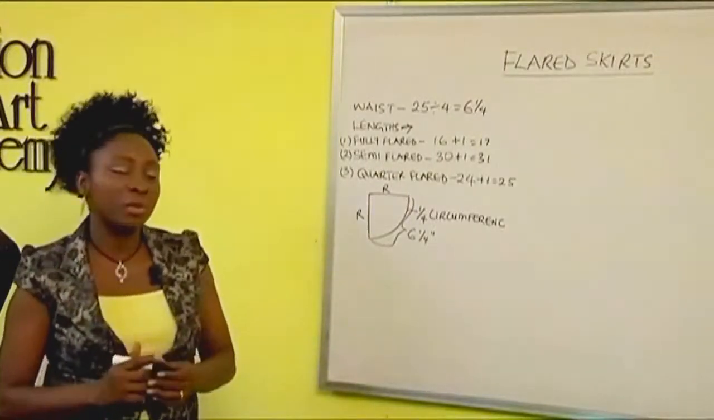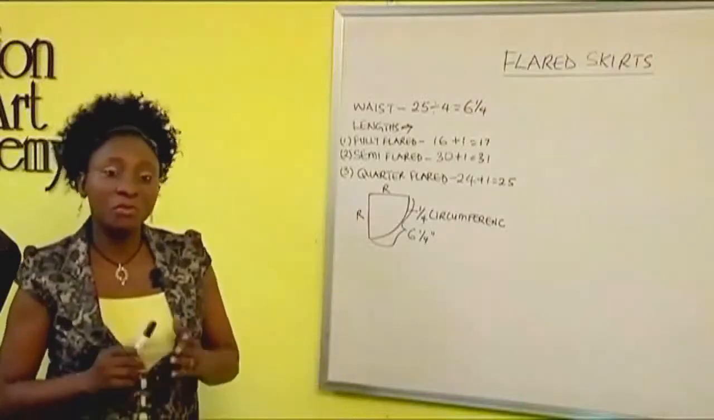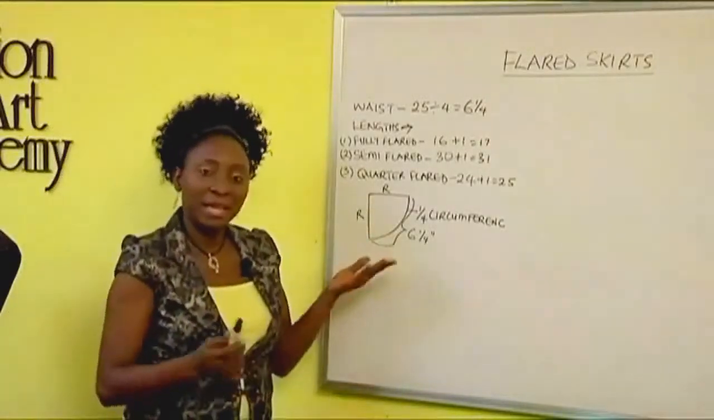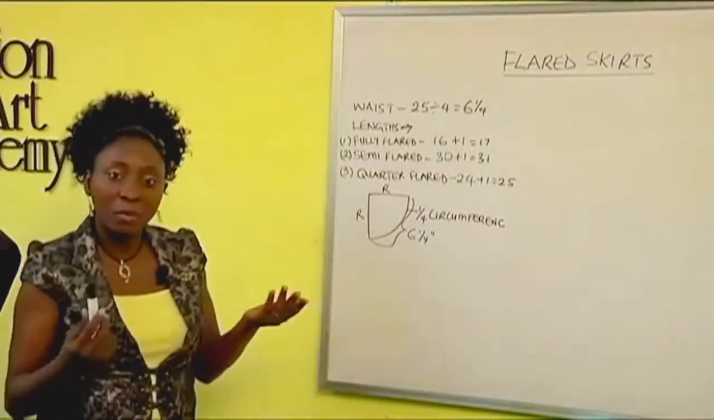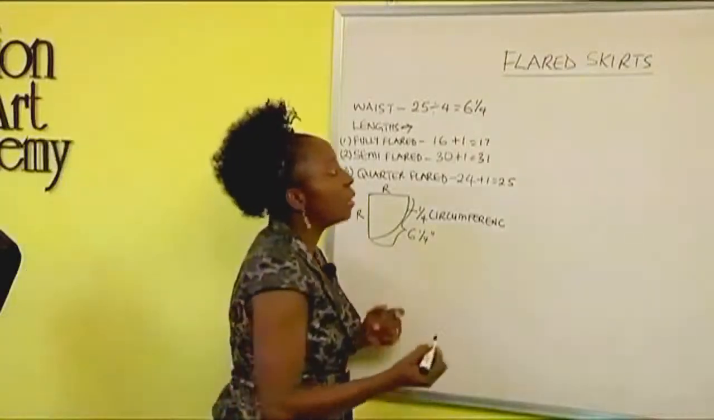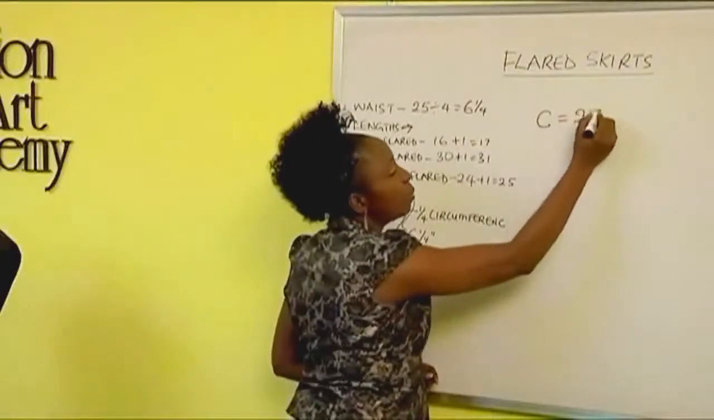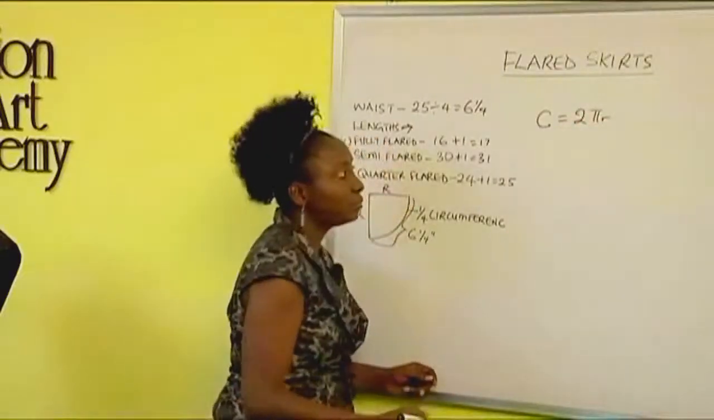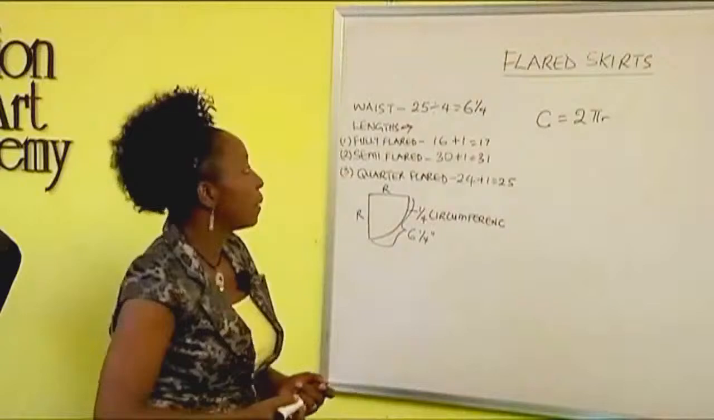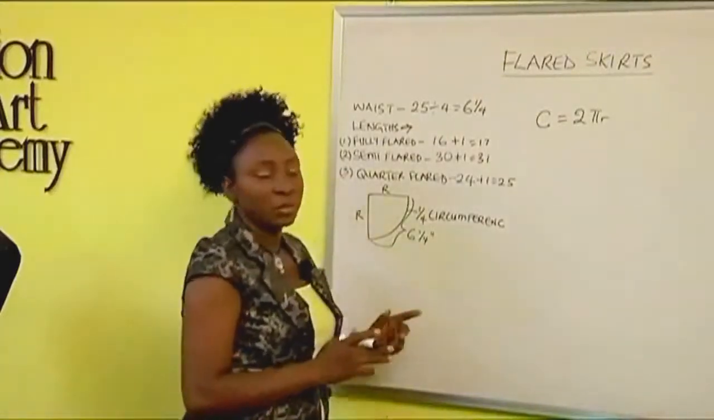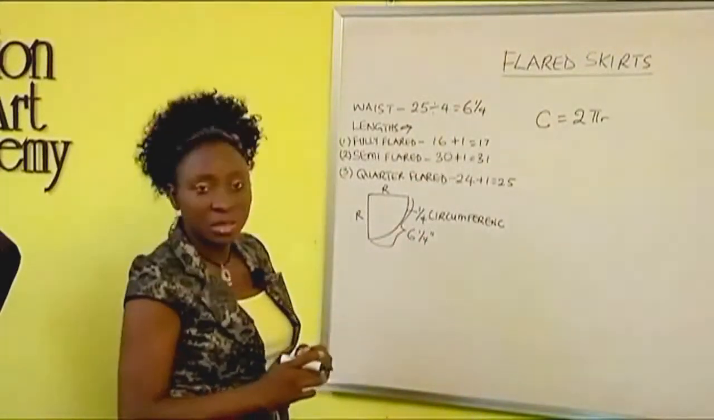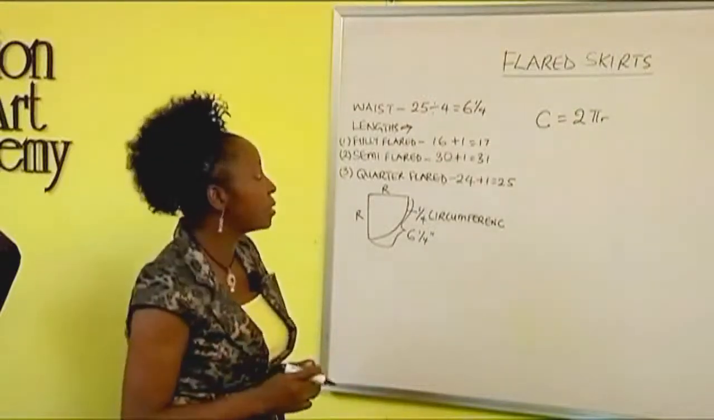Now, the first thing we need to know is, what is the equation for finding the radius? And that's very simple. It's just the same that we use to calculate the circumference. And that will give us C equals 2 pi r. As simple as that. Now, what we're going to do is to try and work this out as much as possible before we arrive at the answer.